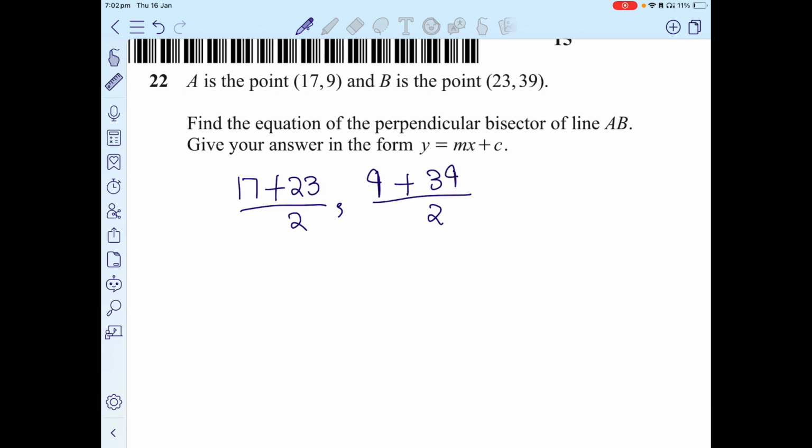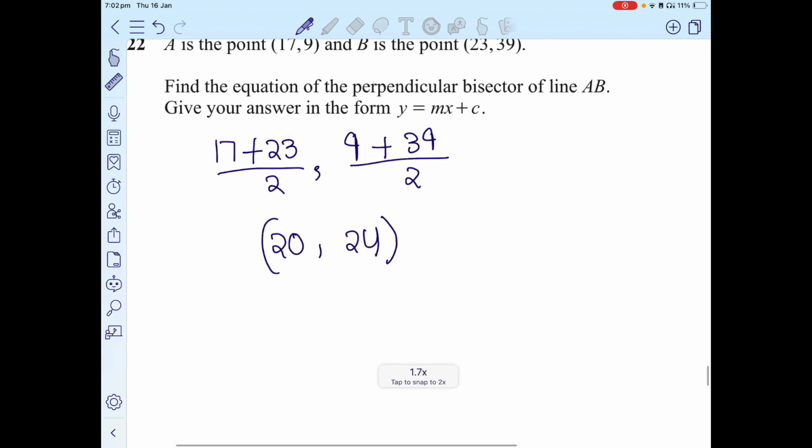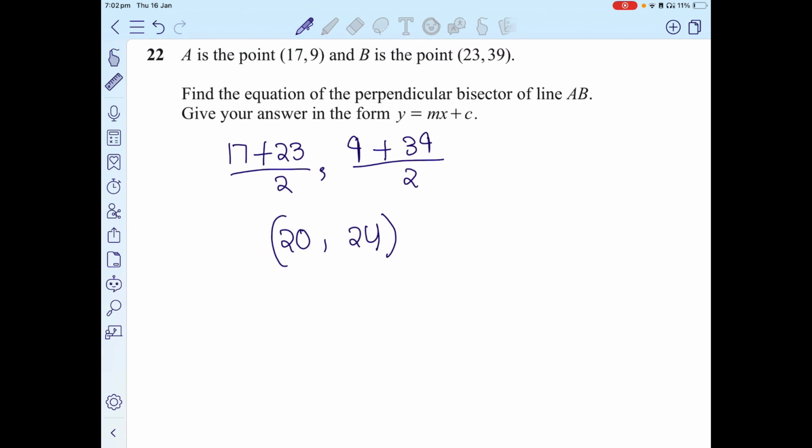Now 17 plus 23 is obviously going to be 40, and 40 divided by 2 is 20. And 9 plus 39 is going to be 48, divided by 2 is 24. So I know that the perpendicular bisector should pass through this point. For the perpendicular bisector, the equation of a line is y equals mx plus c. I know the y value and the x value through which the line will pass.